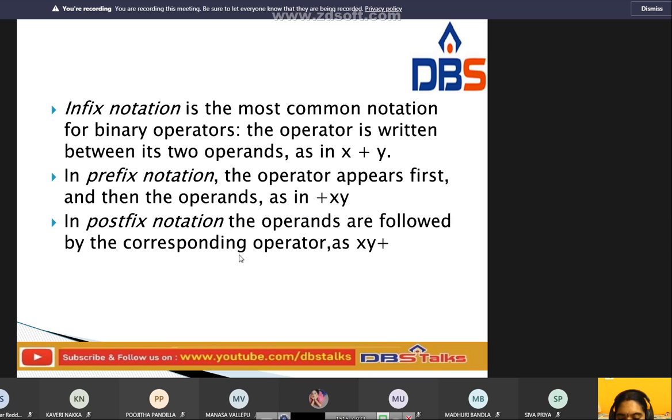Next, postfix notation. In postfix notation, the operands are followed by the corresponding operator, as in xy plus. For example, you take xy plus. It means here the operands are followed by the corresponding operator. That is called postfix notation.